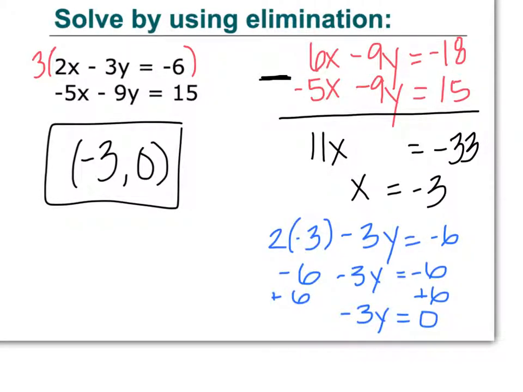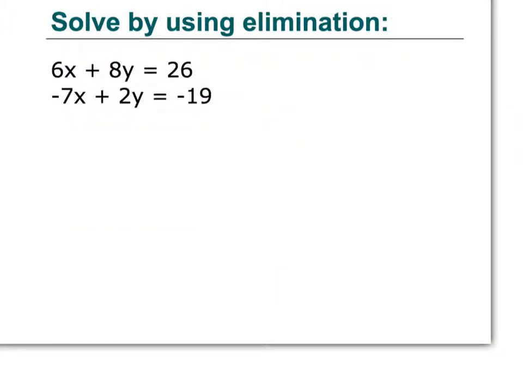If you solved correctly, you would have subtracted. You got to 11x equals negative 33. You solved x for negative 3. Then you plugged it back into either the top or bottom equation, and you figured out that your y was 0. So you got the ordered pair negative 3, 0. Try this next one on your own. Unpause when you're ready to check.